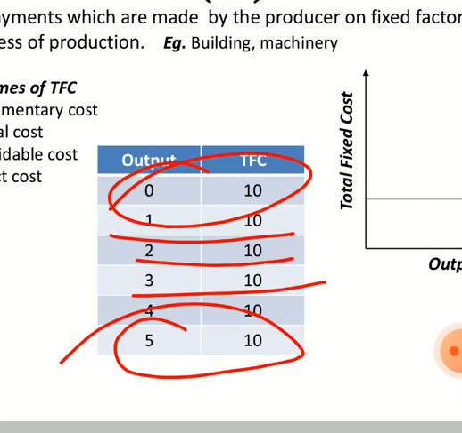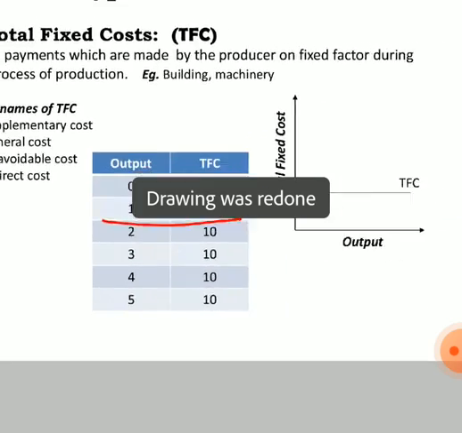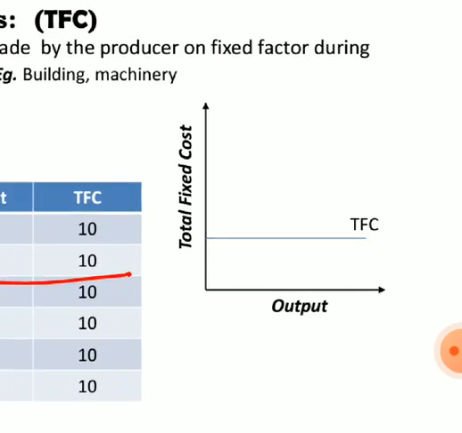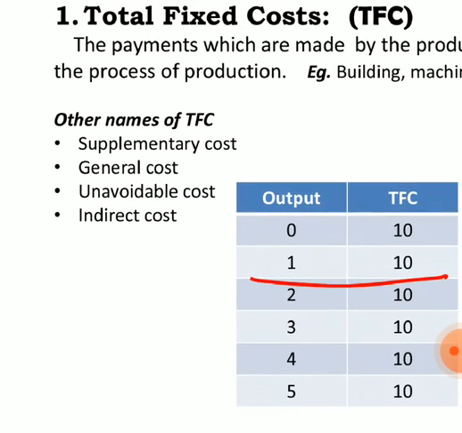Okay, and how will we make the graph here? We can see it is a horizontal line, okay, because the amount is fixed, the expenditure is fixed. Okay, so there are a few other names as well for TFC. In short, we call it TFC. It is also called supplementary cost, it is also called general cost, it is also called unavoidable. And why is it called unavoidable?